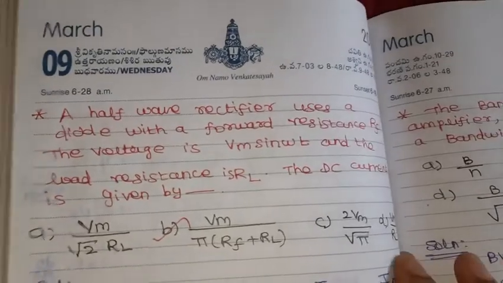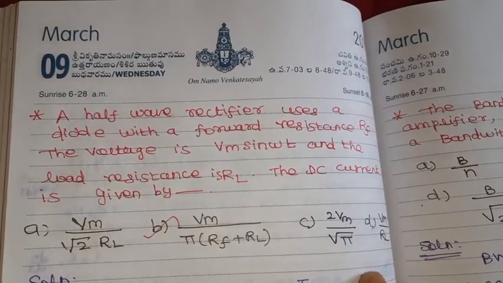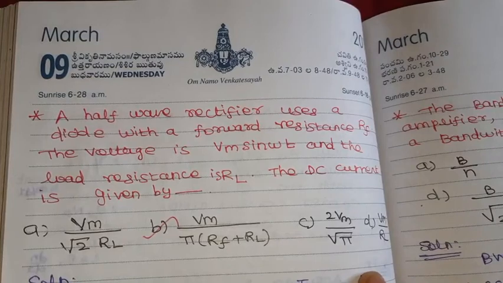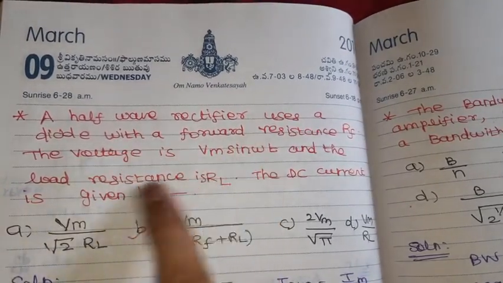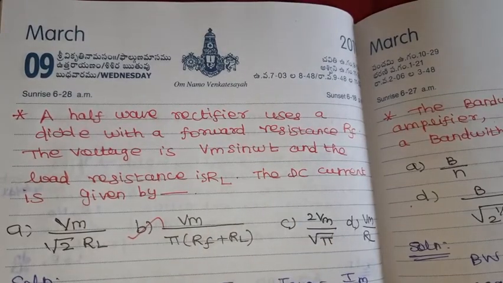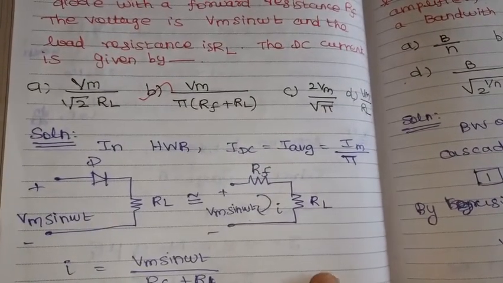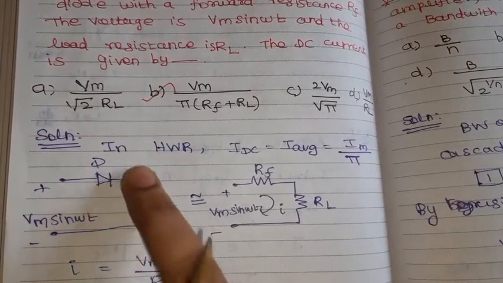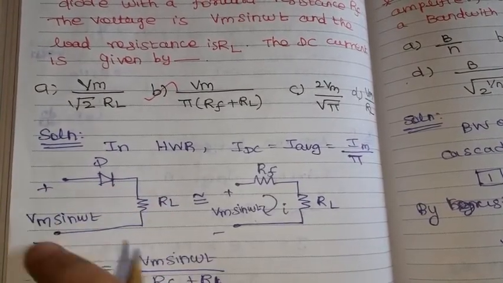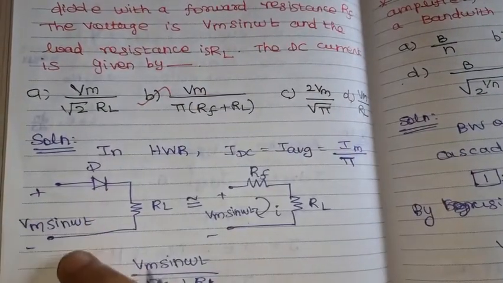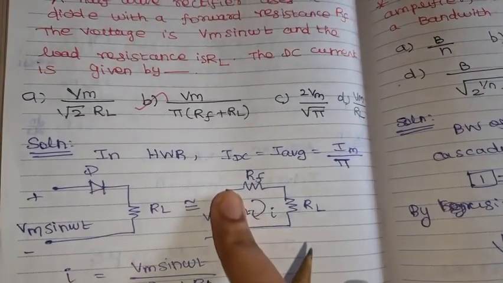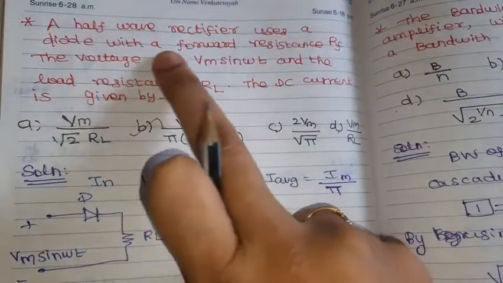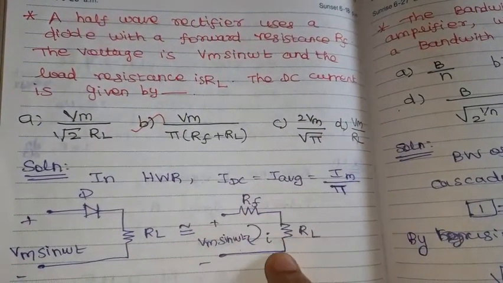Then, a half wave rectifier uses a diode with a forward resistance RF. The voltage is Vm sin omega t and the load resistance is RL. The DC current is given by... So we are going to find out the DC current for the half wave rectifier. This is the circuit of a half wave rectifier: one diode in series with the load resistance. Input is given as Vm sin omega t. Whenever we analyze, the diode will be replaced by its forward resistance, right? Here, the diode with the forward resistance, and the load current IL.